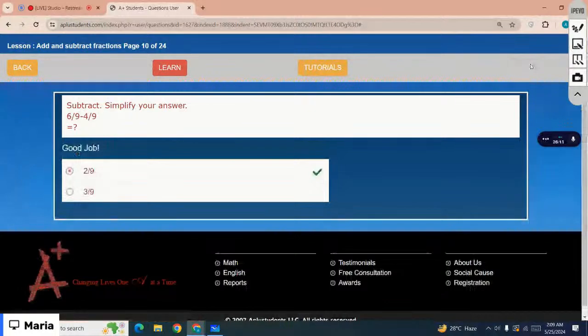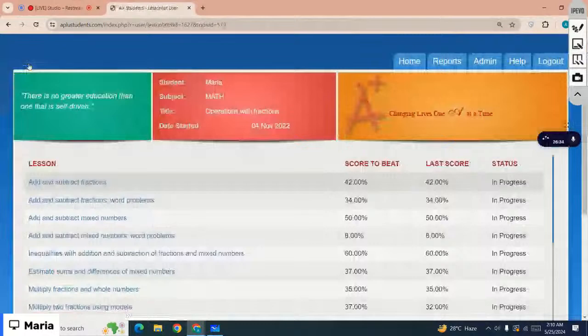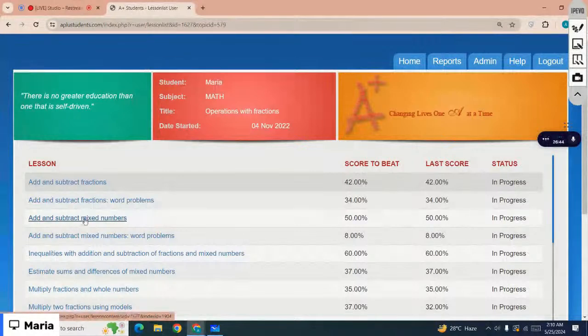Okay, you can complete the lesson by yourself later today. Let me just move on to the next lesson, and the next lesson is add and subtract fractions, word problems. You have to do the word problems on your own. The next one is add and subtract mixed numbers. Let's just start with the lesson.